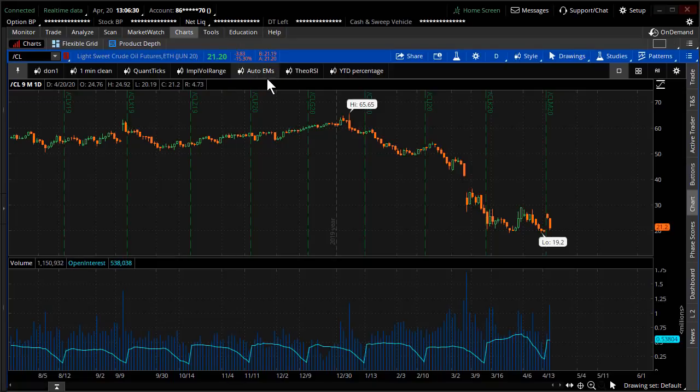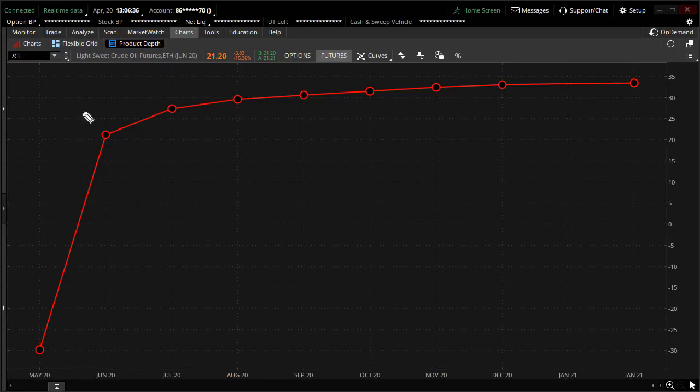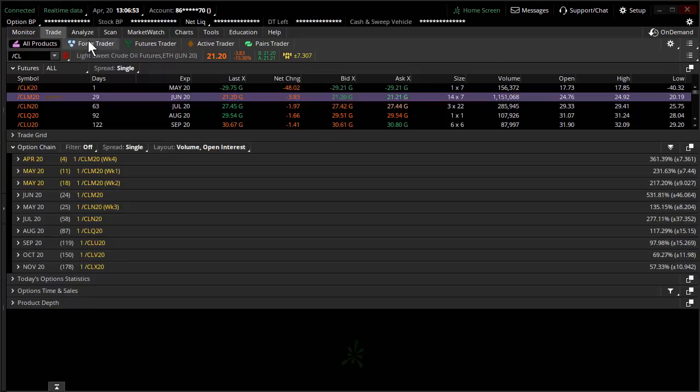Another way to visualize this, I think, is to come over here to the charts and go to what's called product depth. This is actually a depth curve. What the depth curve allows you to see is where the oil contract closed today. And then, of course, this happens to be the new oil contract, the June oil contract, or what we term the active contract. So you have a situation right now where oil has effectively gone negative.